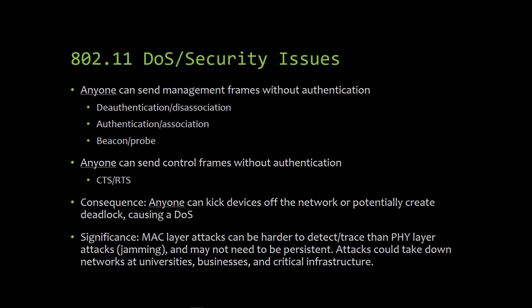So why does this matter when jamming attacks still exist? Well, MAC layer attacks are generally easier to carry out, they're harder to physically track down, and they may be persistent once launched. So it's possible that someone could send a single packet which would crash a device on the network, and that is more likely with a MAC layer attack than a physical layer attack. And wireless attacks are a big deal anywhere that wireless technologies are used. You could take down an entire network at a business or even something that affects critical infrastructure.